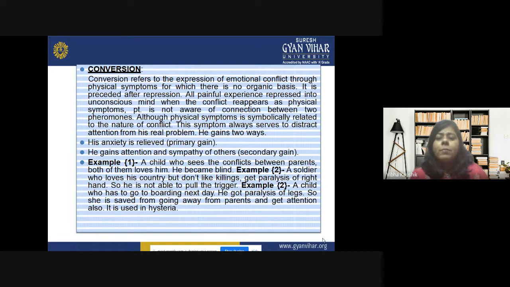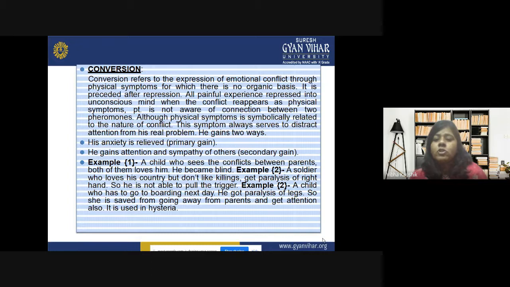When the conflict reappears as a physical symptom, the patient is not aware of the connection between the two, or of the connection with what he previously had, although the physical symptom is symbolically related to the nature of the conflict. The symptom serves to distract attention from his real problems.